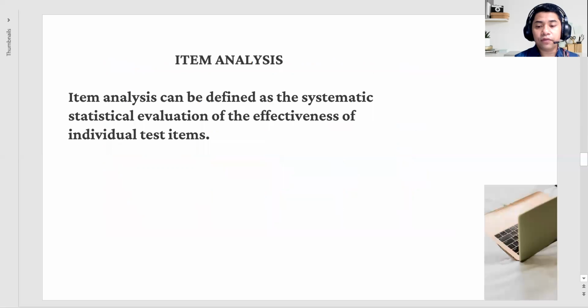After we've learned about the statistical analysis of mean, median, mode, range, and also standard deviation, now we have the item analysis. In this chapter, it can be defined as the systematic statistical evaluation of the effectiveness of individual test items. The purpose of item analysis is selecting which items will remain or be revised, and also to investigate how well the items on a test are working with a particular group of students.